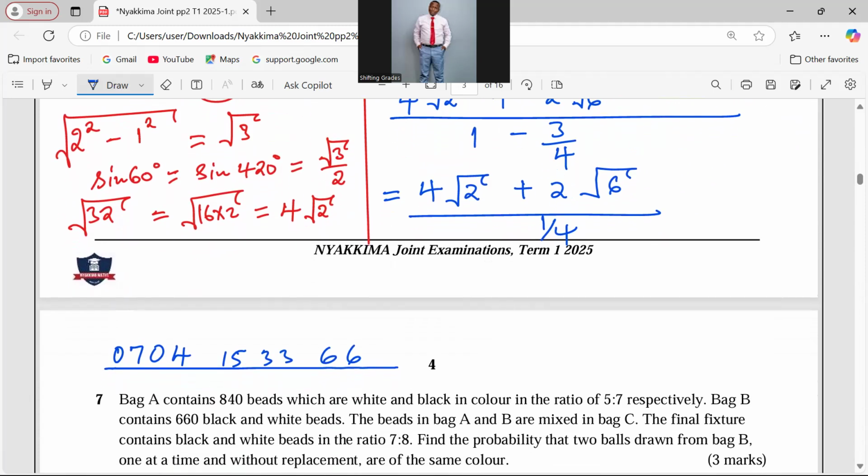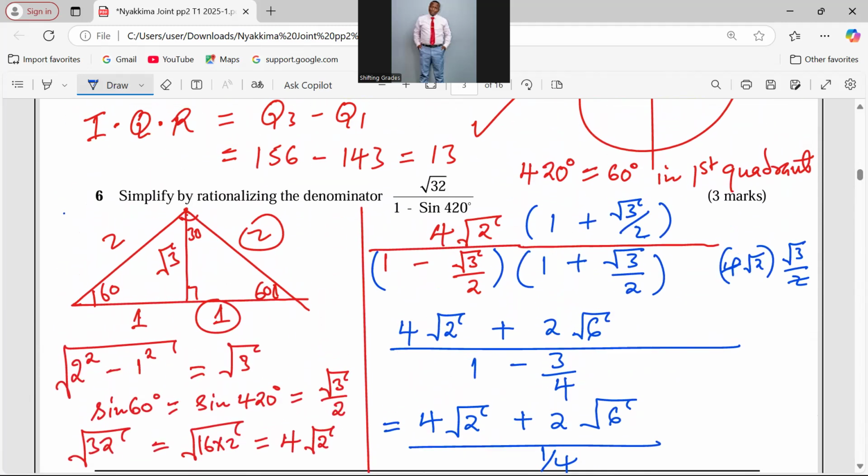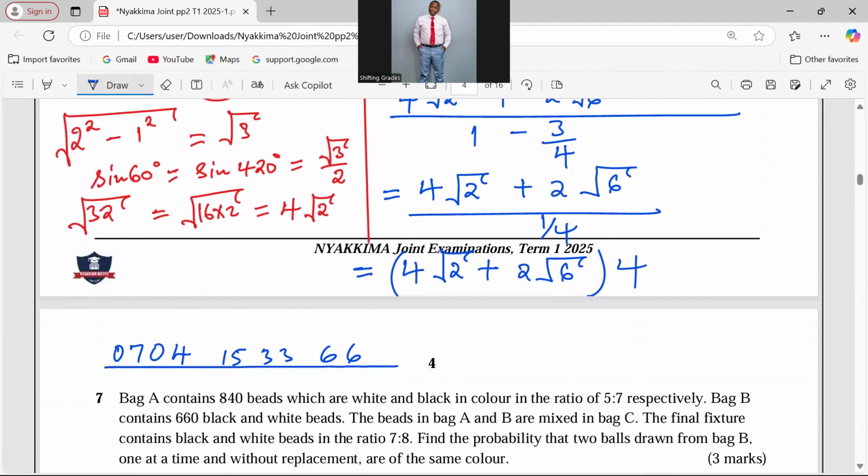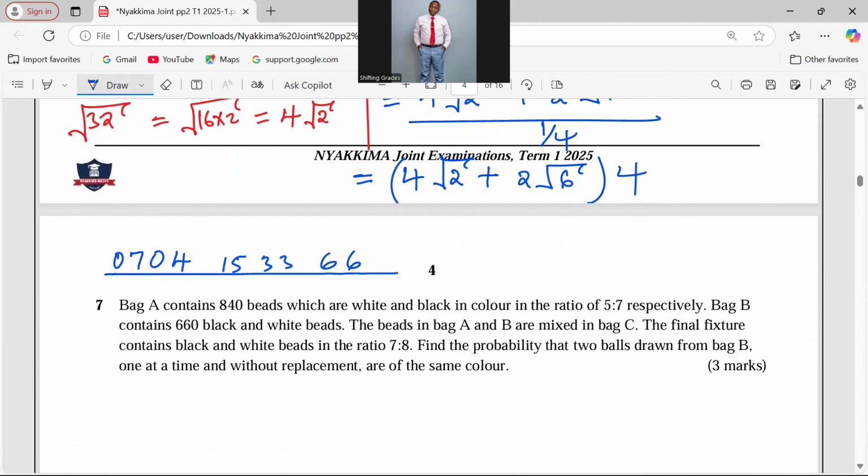So a quarter is multiplied by 4 to get 1, and everything on the numerator also by 4. Or in simpler terms, can we have it as 4 the root of 2 plus 2 the root of 6? Then now to divide by a quarter means to multiply by 4. And because our intention is to rationalize and simplify, actually I will not open the bracket here.